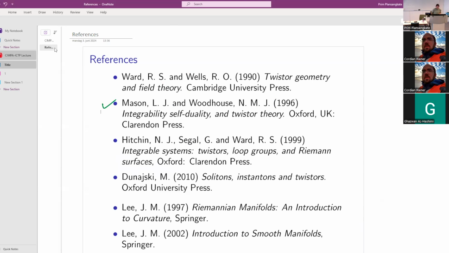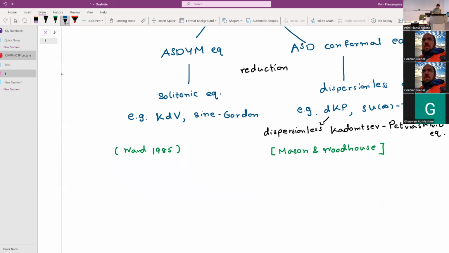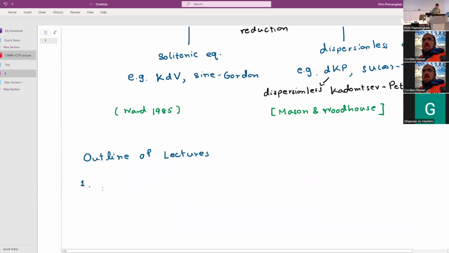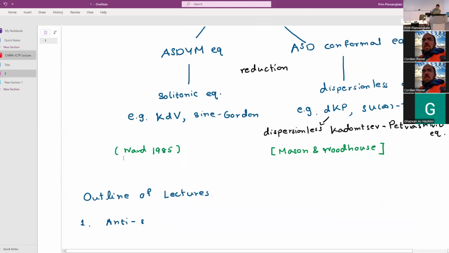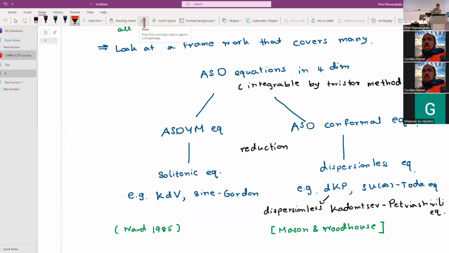Now, this is a kind of introduction. Let me give you an outline of this course for 4 days. So the outline for the lectures. I have three main chapters. I should say that due to the time limit, in this lecture I will be talking only about this side of the diagram. So in particular, look at the anti-self dual Yang-Mills equation, starting from defining what it is.